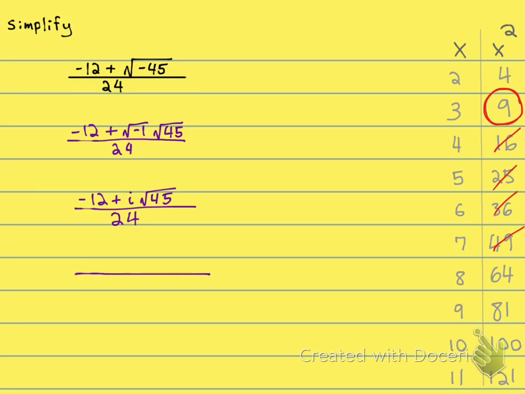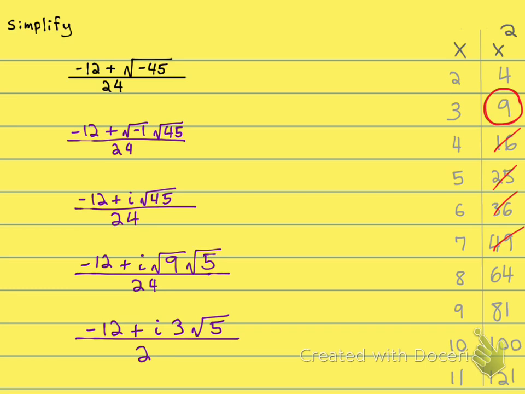So this radical now, let's see, negative 12 plus i. The square root of 45, I'm going to rewrite as the square root of 9 times the square root of 5, all over 24. Okay, and why did I use 9 and 5 instead of like 3 and 15? Is because I know the square root of 9. I don't know the square root of 3. I don't know the square root of 15. I know the square root of 9 is 3. So now I have negative 12 plus i 3 square root of 5 over 24.